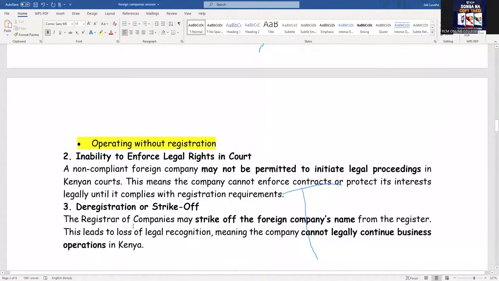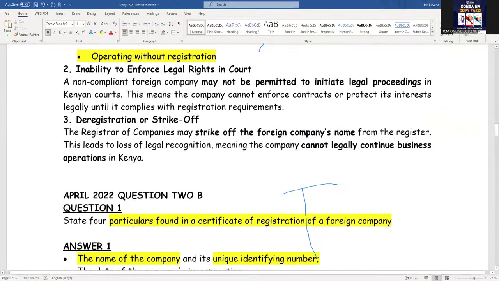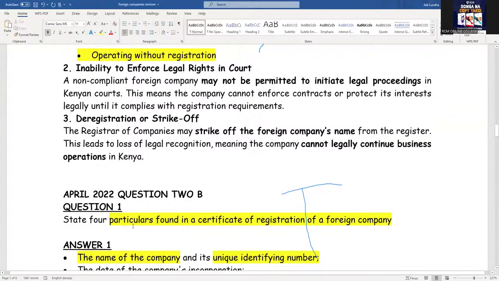Then, as you've mentioned, they can strike off the name of this company from the register at the registrar's office. So those are part of the consequences. Then, state 4 particulars to be found in a certificate of registration of a foreign company.